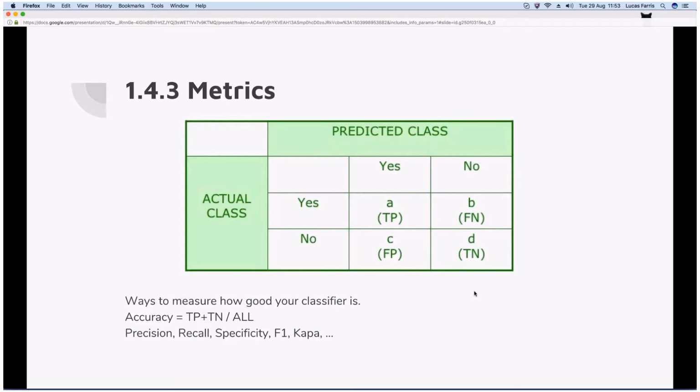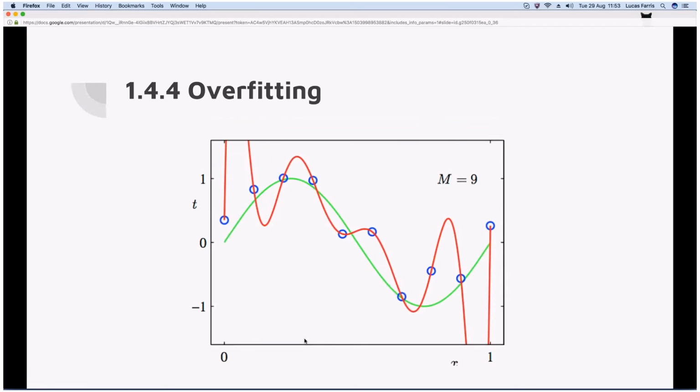There are many ways to calculate how good your algorithm is. The most common is accuracy, which is the number of true positives plus the number of true negatives divided by everything. But there are others. I personally like this kappa metric. It should be double P here. I like it because it doesn't depend on your outputs being balanced, and it also measures if your algorithm is overfitting. So you need to check what is better for you. I'm not going to get much into details here.